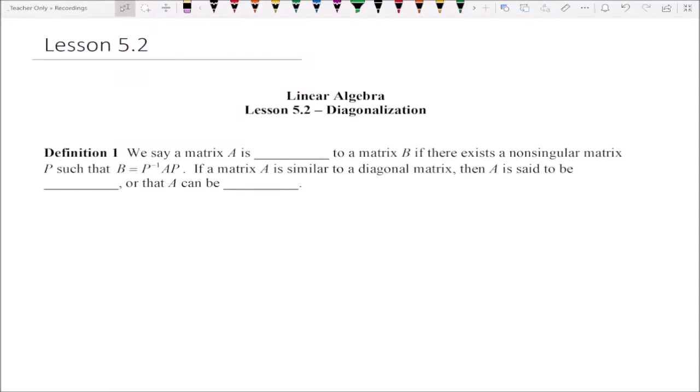We say a matrix A is similar to a matrix B if there exists a non-singular matrix P such that B is equal to P inverse times A times P. If a matrix A is similar to a diagonal matrix, then A is said to be diagonalizable, or that A can be diagonalized.